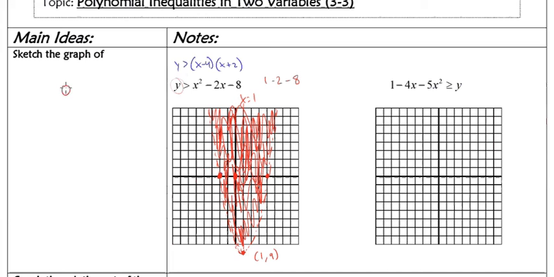If I plug in 0 for y, is 0 greater than, and then let's plug in 0 here. So 0 squared minus 2 times 0, that's 0, minus 8. Is 0 greater than negative 8? And yeah, it is. And so I'm going to shade where that 0, 0 point is at. And so here's our solution for number 1.